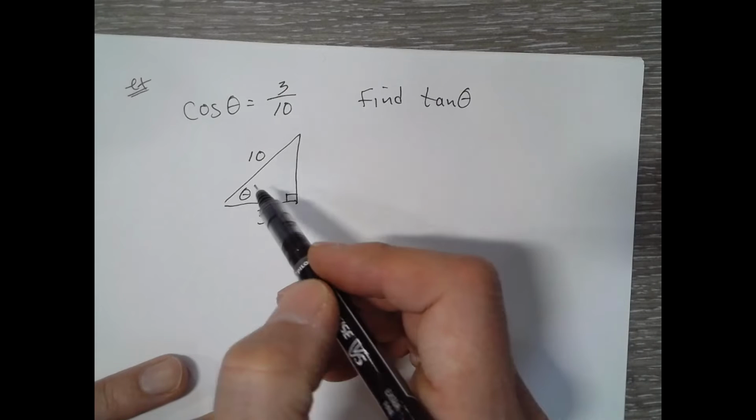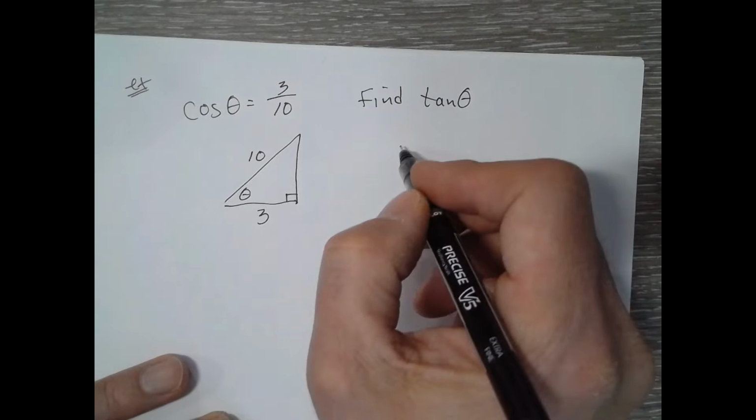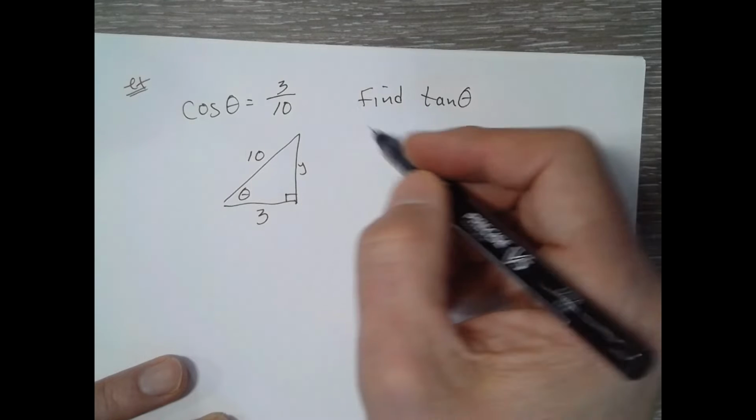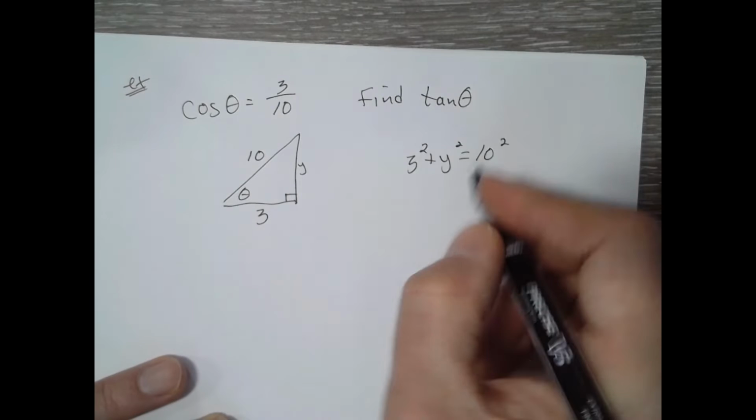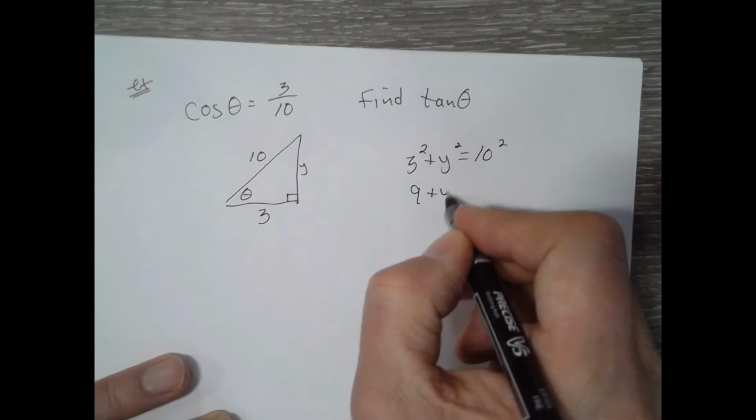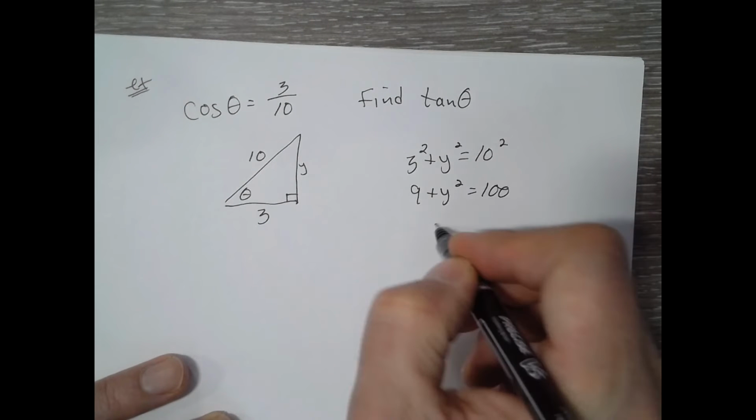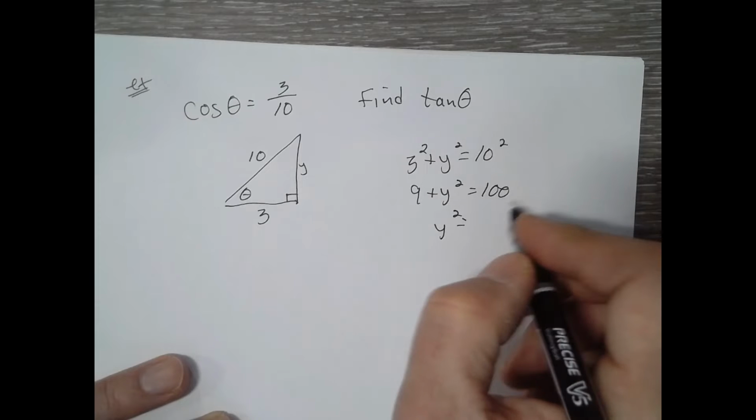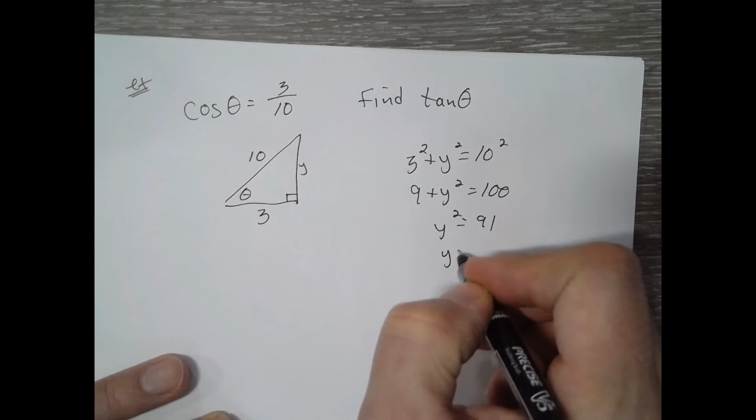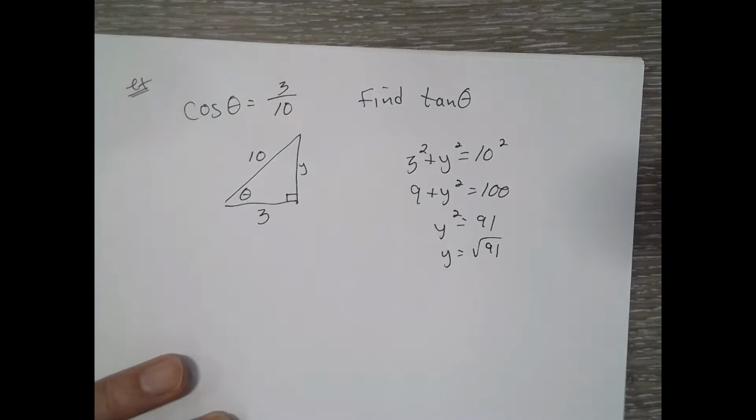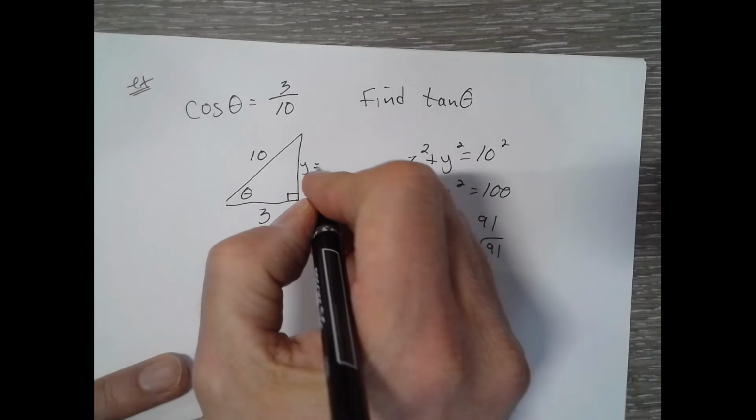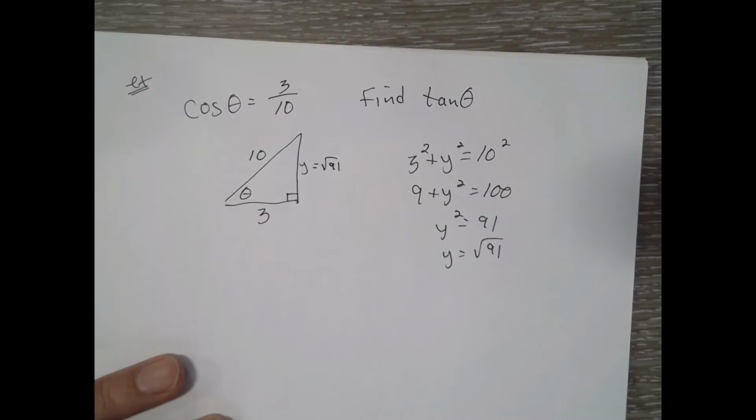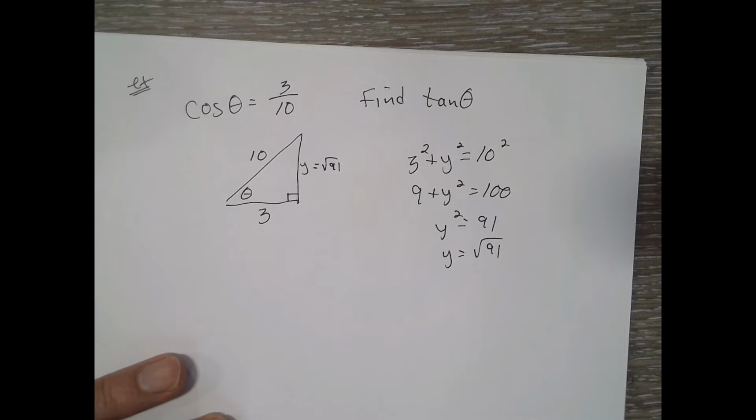Then we'd have to use the Pythagorean theorem to find the opposite side, so I'll call it y. So it'd be 3 squared plus y squared equals 10 squared. So y squared equals 100 minus 9, so 91. So y would be the square root of 91. In my mind, for whatever reason, I thought 81 plus 9 was 100.